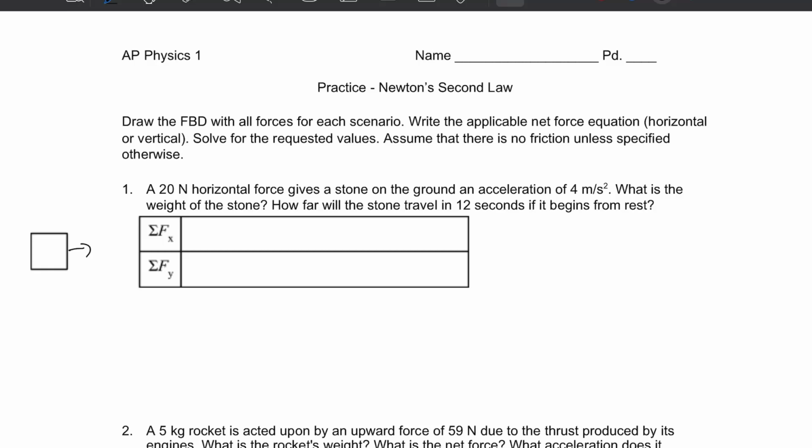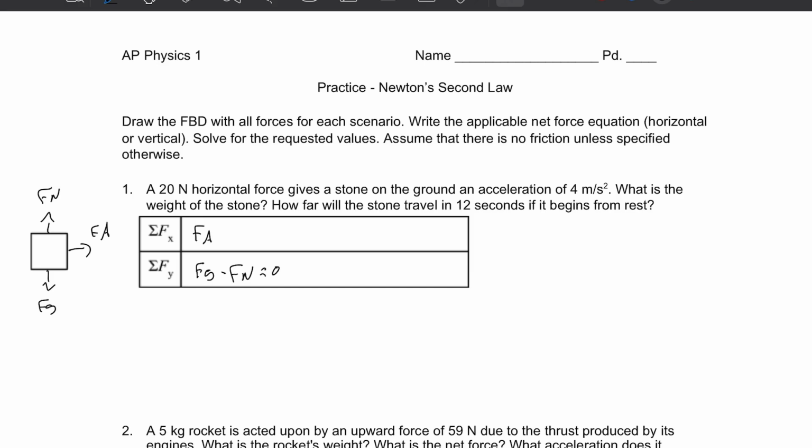So a 20 Newton horizontal force gives a stone on the ground an acceleration of 4 meters per second square. So that's a force applied to the right of 20 newtons. It is on the ground, and that ground is Earth, so force of gravity down, force normal up. Vertically, we are balanced. We can say that the summation of forces in the y would be force of gravity minus force normal is equal to 0.